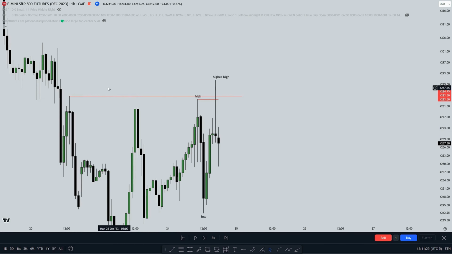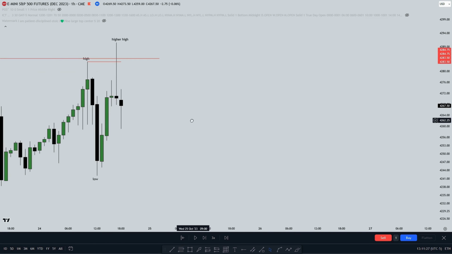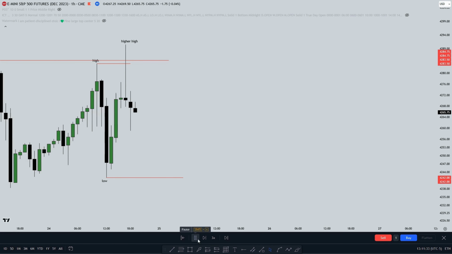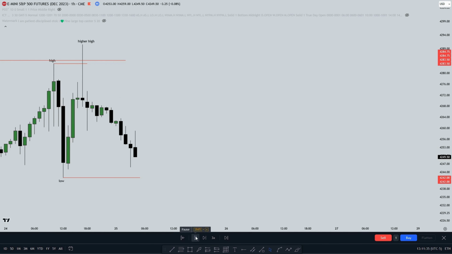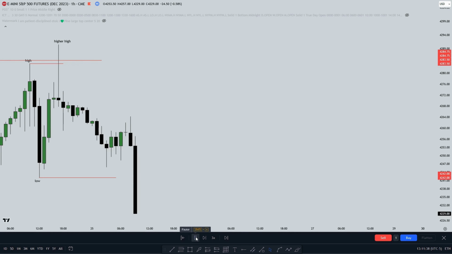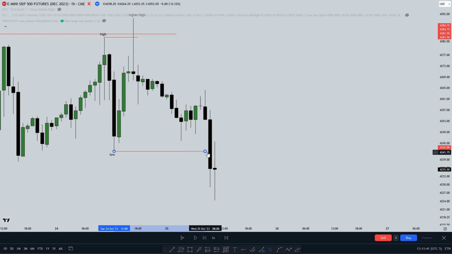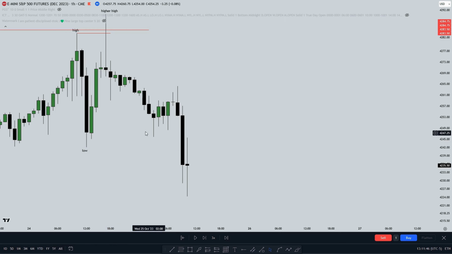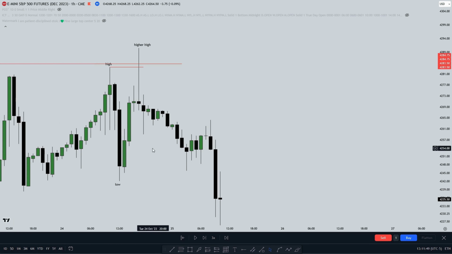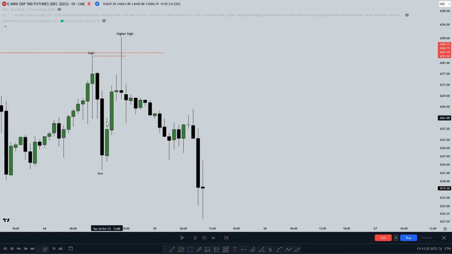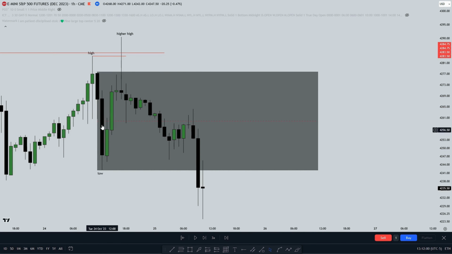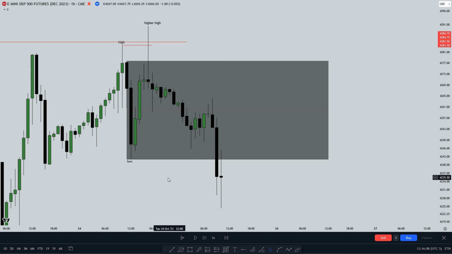So now that we have touched these two levels of liquidity, we want to see price going lower than this low we made. And right here, we make a lower low, going lower than this low. So now that we have made a lower low, we can mark out the breaker range. And as you see from this down close candle, all the way down to the low, this is our breaker.